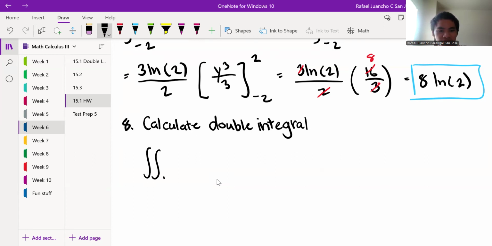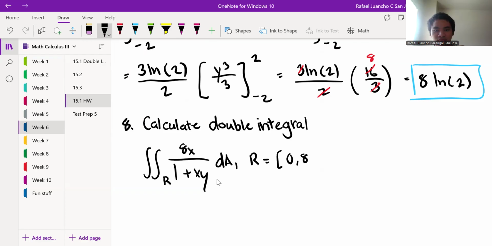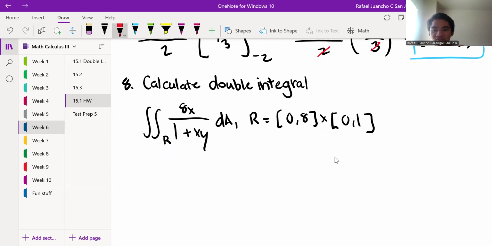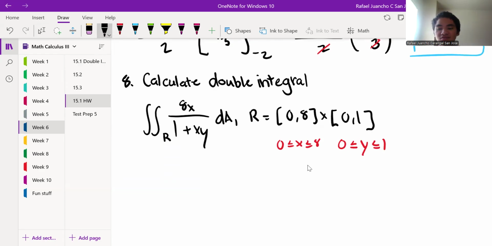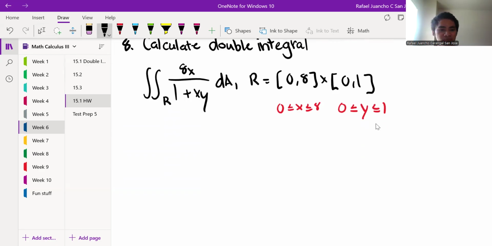Here again, we have the same thing. We want to calculate a double integral. So really the cheat code to these math things is to memorize the steps. Oh, here, if we load this, our R is given in a weird way. That's the only difference. But it's actually just this. It's really just this. And this one is that. X in between 0 and 8 inclusive, as well as Y in between 0 and 1 inclusive.